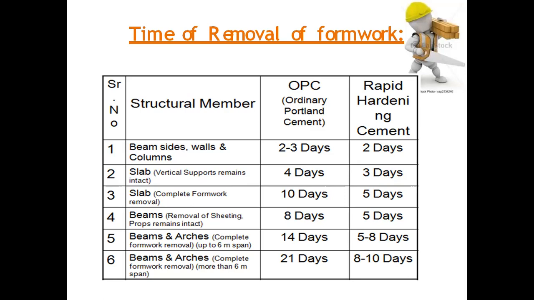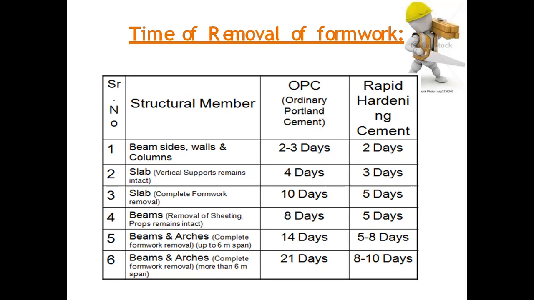For beams, the removal of sheeting, props remain intact. For removal of all formwork for the beams and arches, for OPC it takes about 14 days. For rapidly hardening cement, it is about 5 to 8 days. For beams and arches, complete formwork removal for more than 6 meters span is 21 days for ordinary Portland cement, and 8 to 10 days for rapidly hardening cement.